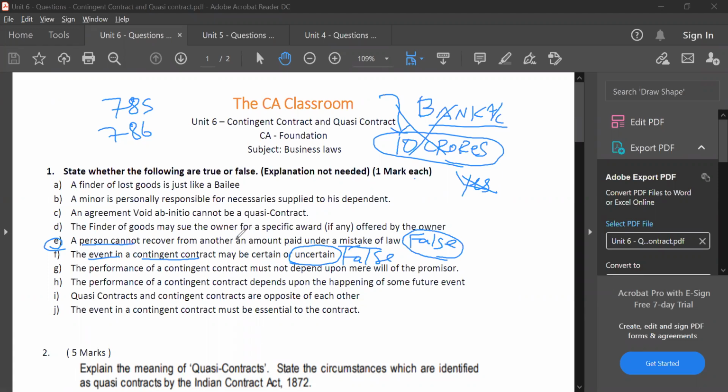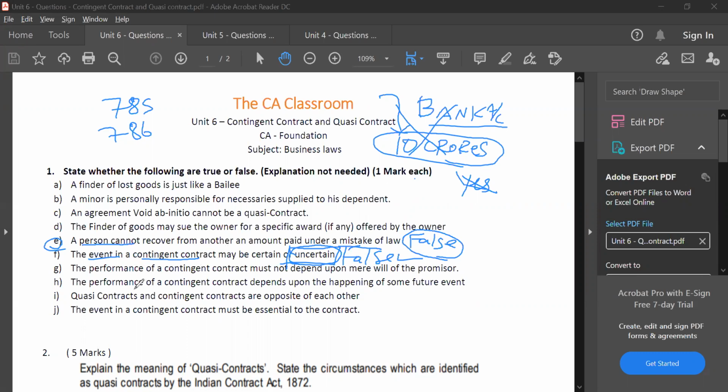If you see the first part of the video for Unit 6, I have explained the definition of contingent contract. A contingent contract is a contract where an event collateral to the contract is involved. The main term over there is uncertain event. Therefore, the answer is false for question number 6. Good. Saidharni, Ilavarsi, good. Correct answer. Gaurav also. Kriti, correct.